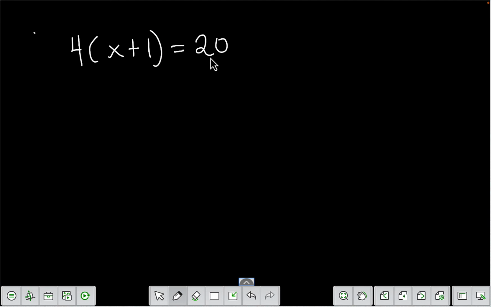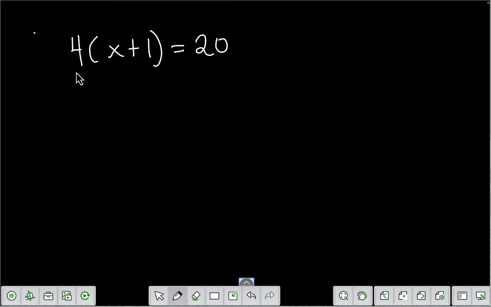Alright, so this is a very simple problem. Here we are supposed to solve for x, right? But unlike our usual equations, there is an expression in a parenthesis. And so before we can even proceed to the next phase, we need to remove the parenthesis. And we can only remove that by applying the distributive property. That is, multiply the coefficient of the parenthesis by individual terms in the parenthesis.